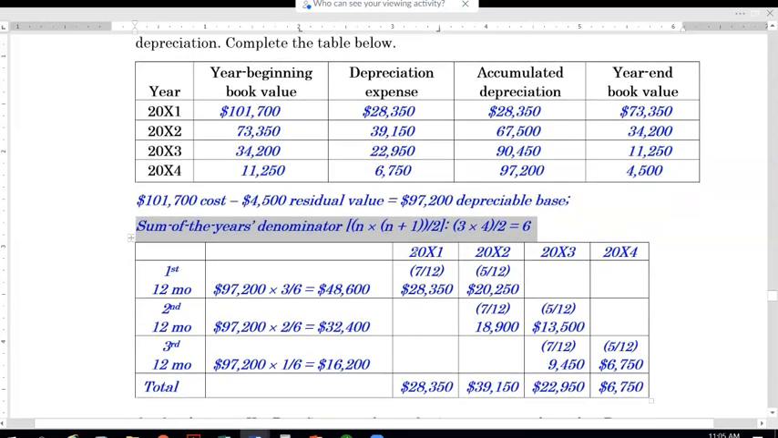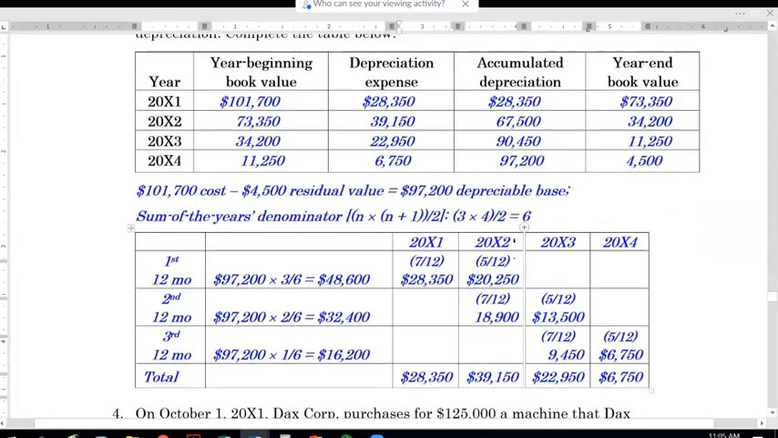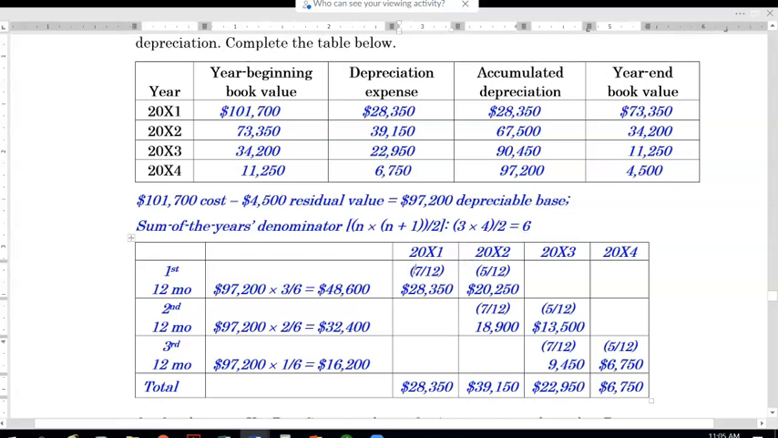Now, for year 2001, we bought it in June, so July, August, September, October, November, December. That's 7 months. So in year 2001, you're going to depreciate only for 7 months out of 12 months. So $97,200 depreciable base times 3 out of 6. The 6 is the denominator, and we start from the useful life of 3 years. So we do 3 out of 6, which is 48,600.